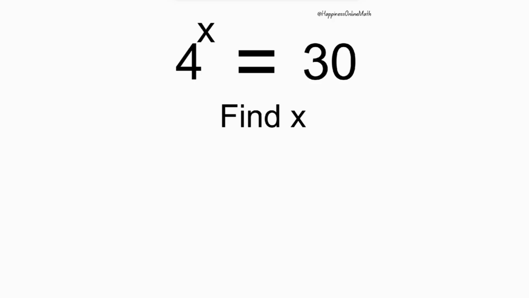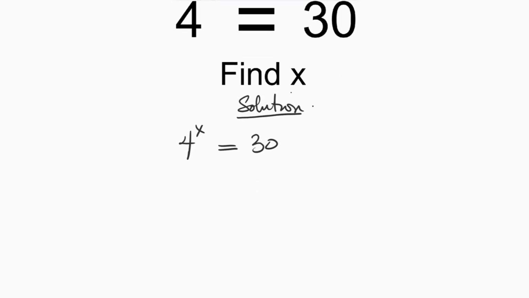Now, to start the solution of this question, we are going to introduce logarithm to the left-hand side and to the right-hand side of this question. So let's start. So we have 4 raised to the power x is equal to 30, right? Now, if we apply log to both sides, we have log 30.